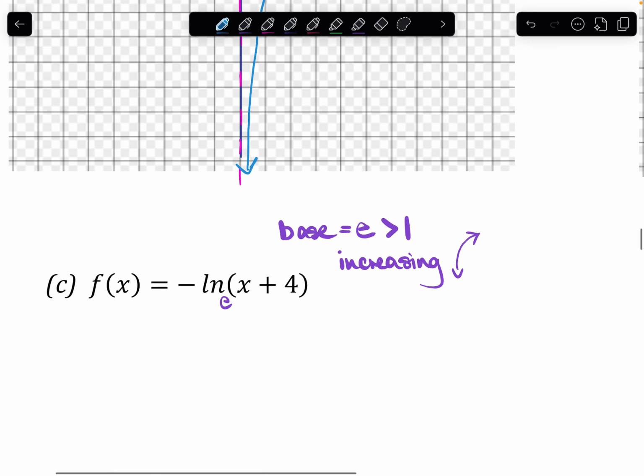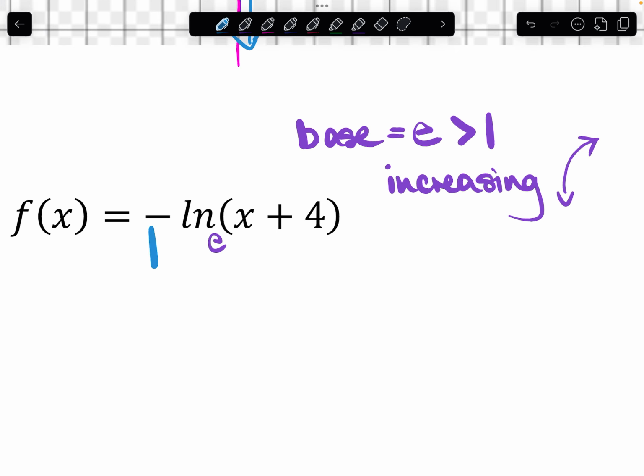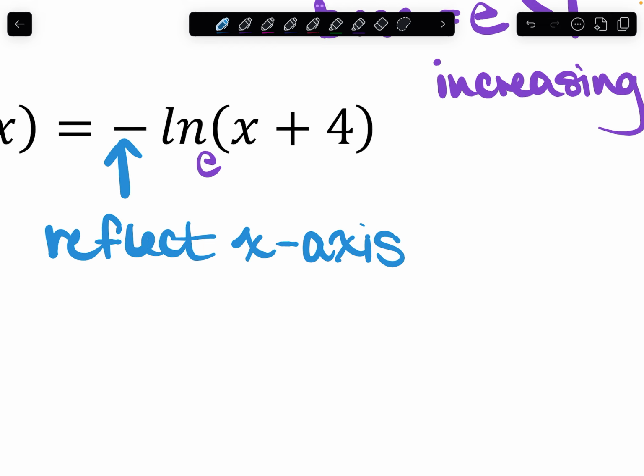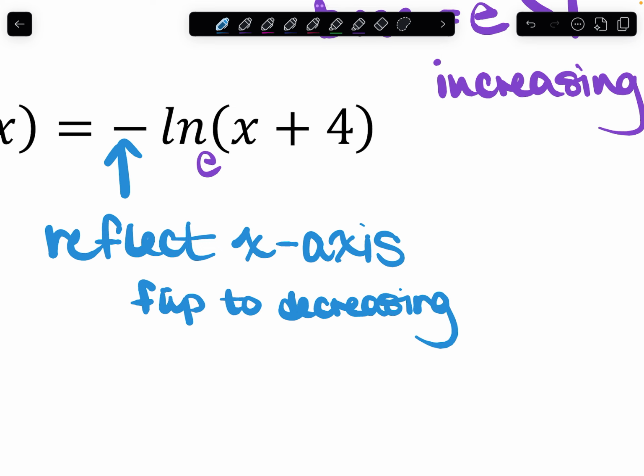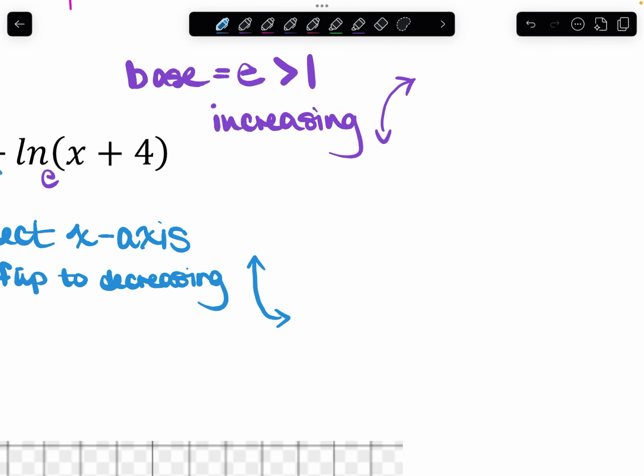Let me look at our transformations. All right, this time we have transformations going on. So first thing here, this negative outside, remember that negative outside is a reflection across the x-axis. So what that means is our function is not going to be increasing, it's going to be flipped across that x-axis, which means it is now decreasing. So we're going to flip to decreasing. So now ours is going to look like this. Because of the reflection, we have to flip it over.